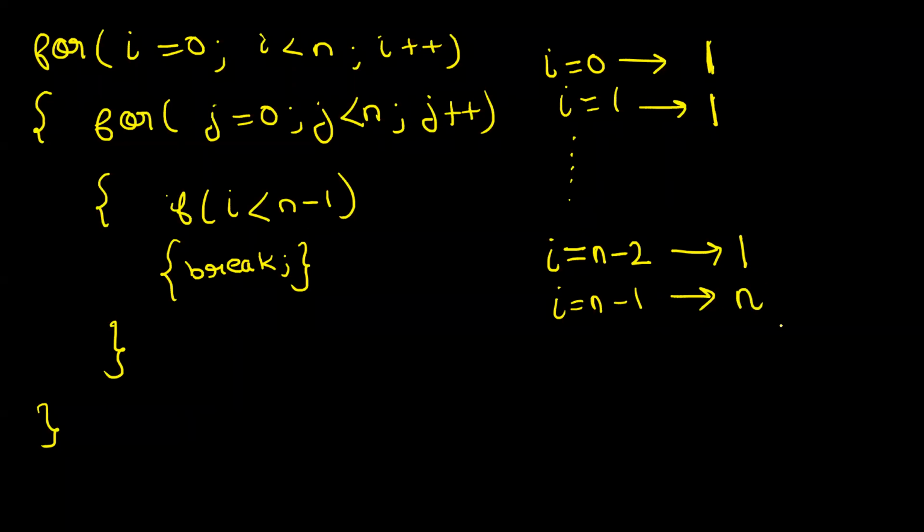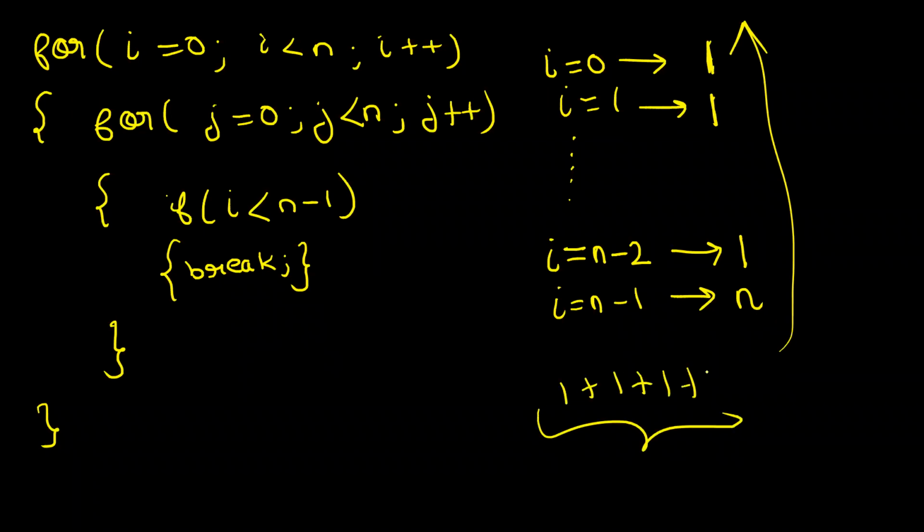So now if I ask you the total number of operations, what is it? 1 plus 1 plus 1 plus 1 plus 1. How many times have I added 1? N minus 1 times. Okay. And the last time for I equal to n minus 1, the inner loop runs for n times. So plus n. So what is it? When you add 1 for n minus 1 times, you get n minus 1 plus n.